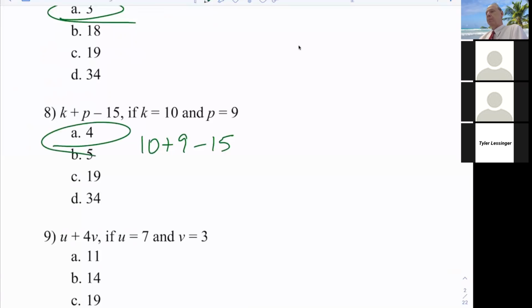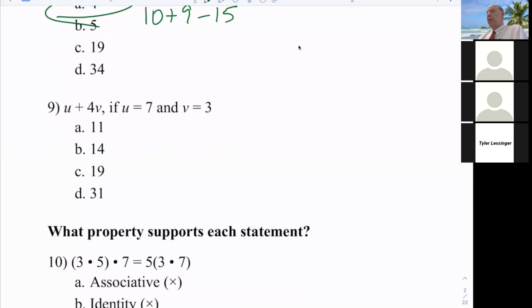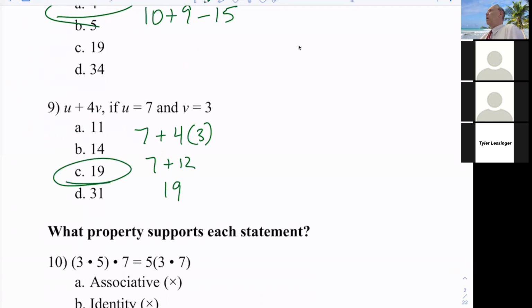A. Now here, U, which is 7 plus 4 times 3. 7 plus 12, 19. All right, I'm pretty happy with that. Any questions so far?